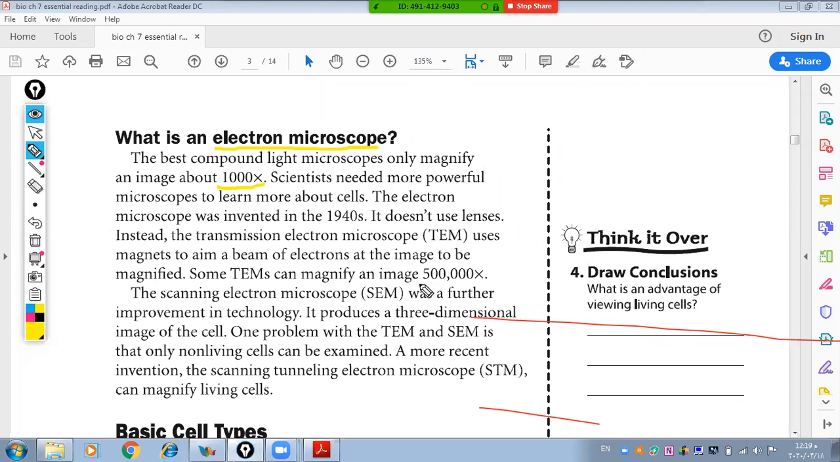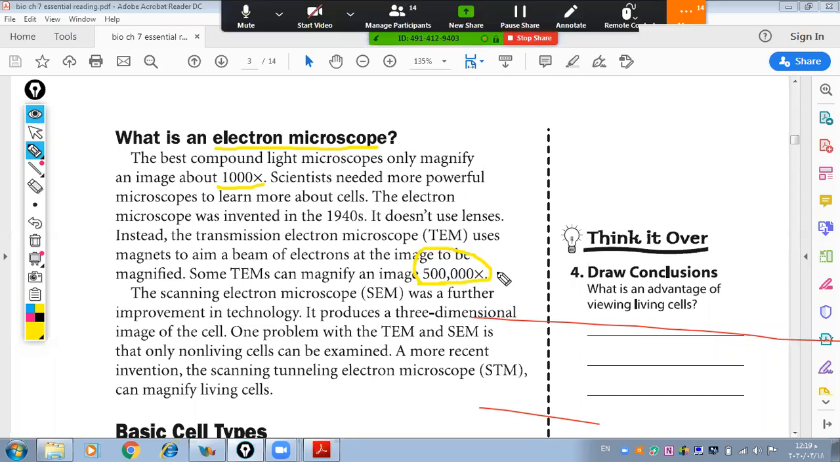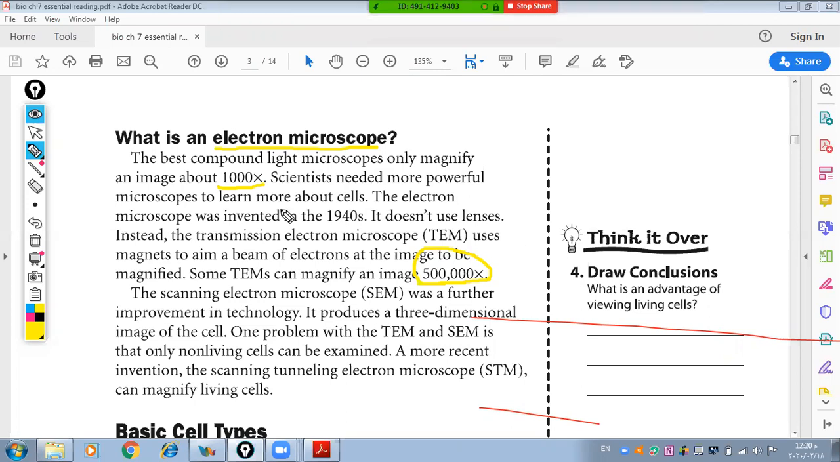The magnification of an electron microscope can be 500,000 times. So we use the electron microscope to examine viruses, to examine bacteria, to see what is inside the cell itself. With the compound light microscope, you can only see the cell itself, but it is not clear what is inside the cell. But with the electron microscope, you can see even the small organelles inside the cell.